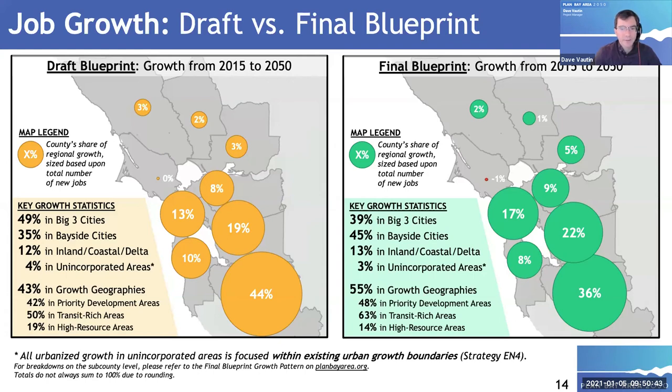Turning to the stats in the bottom left corner of each of those maps, you'll see that there's significantly more job growth in the growth geographies, especially again in those transit-rich areas essential for our climate goals. And there's less growth in the high resource areas that in general have a greater number of job opportunities nearby.